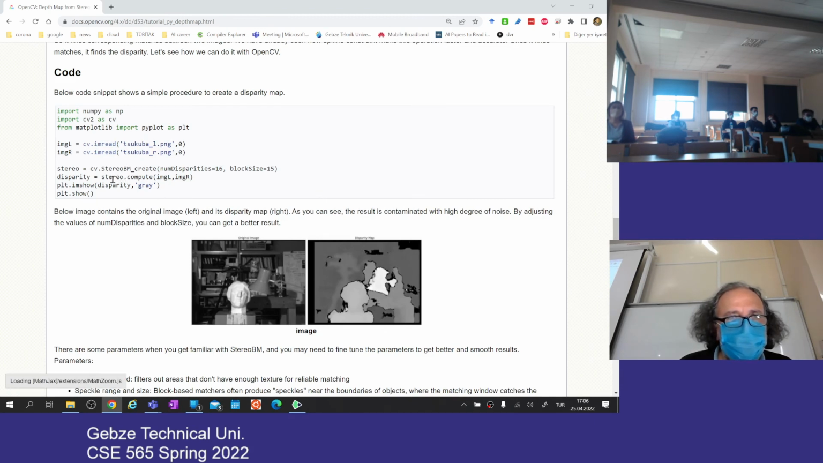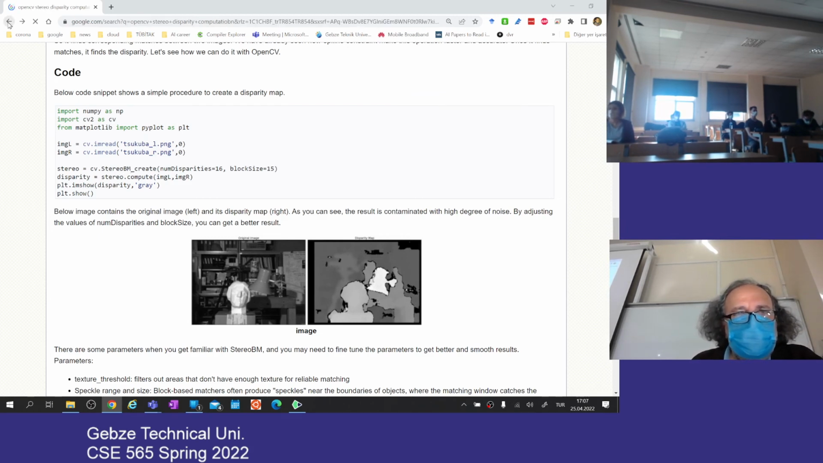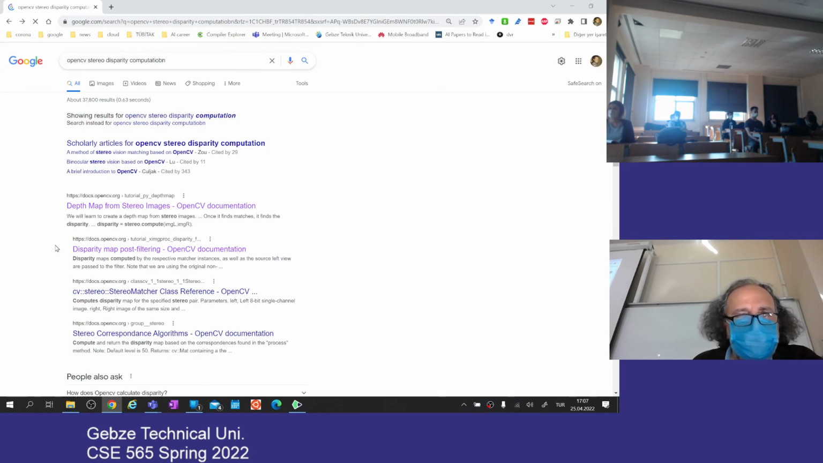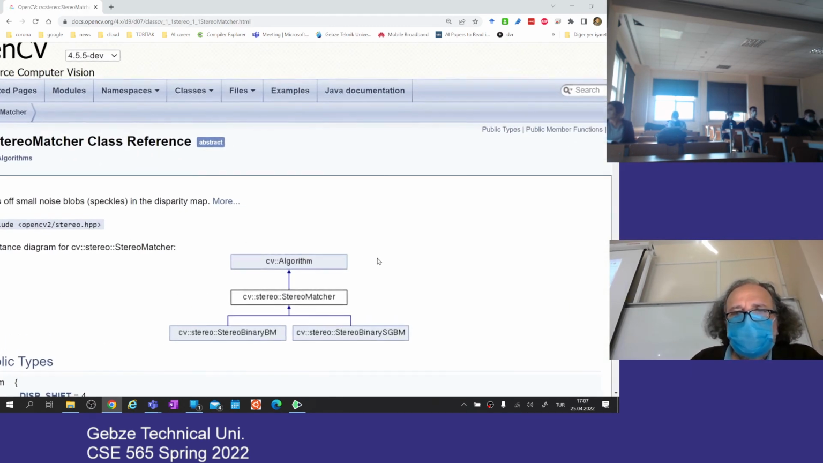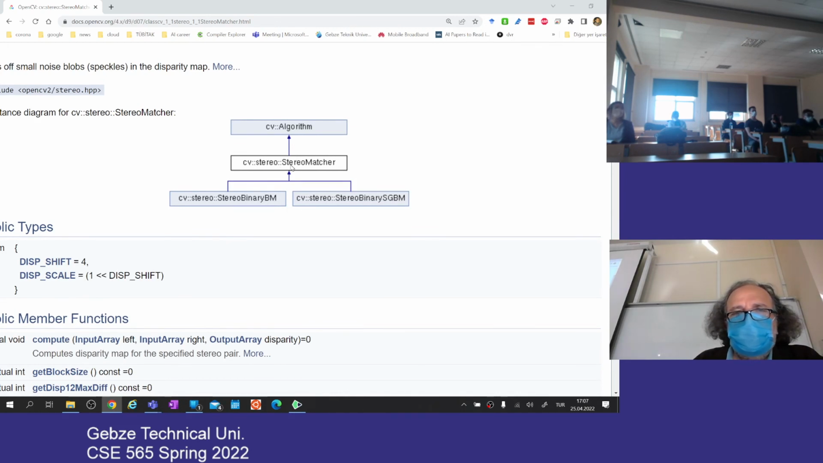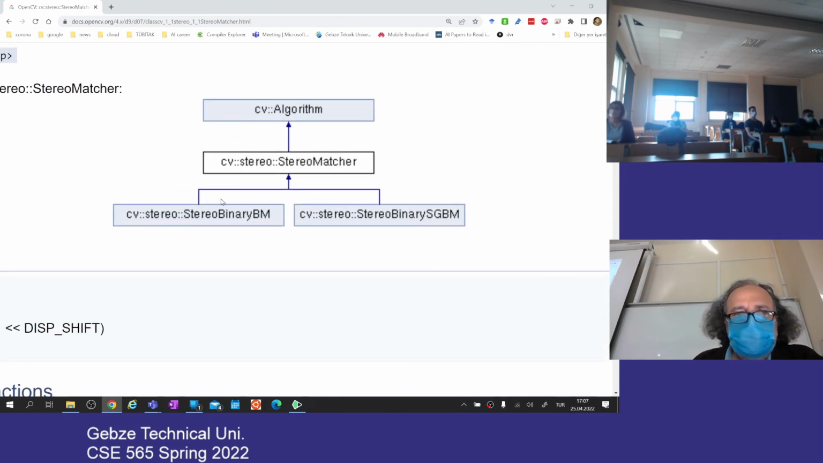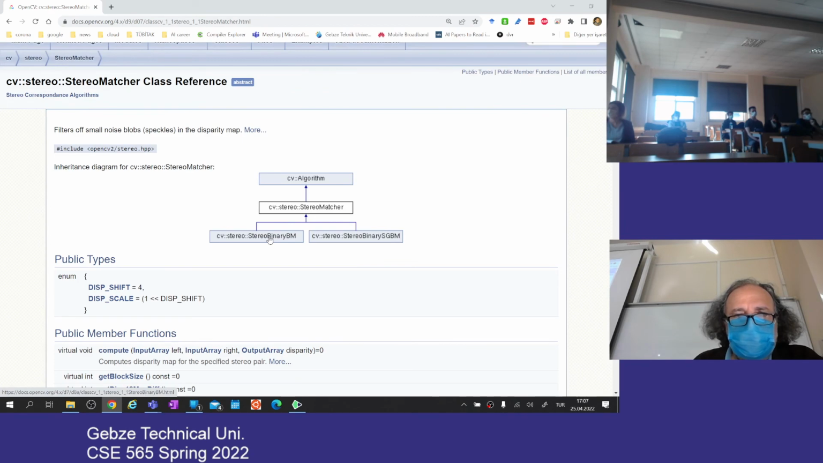So this is stereo compute. Stereo is CV stereo create, number of disparities, block size. No, I need to find this. Let me go to the tutorial. So the stereo matcher is the base class, with stereo binary BM and stereo SGBM. I forgot there. Can I click on it? Yeah, okay, good.